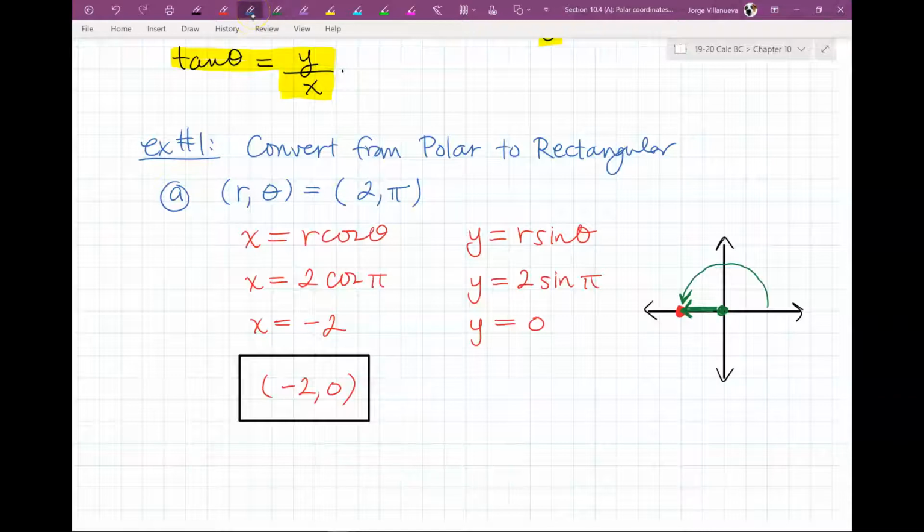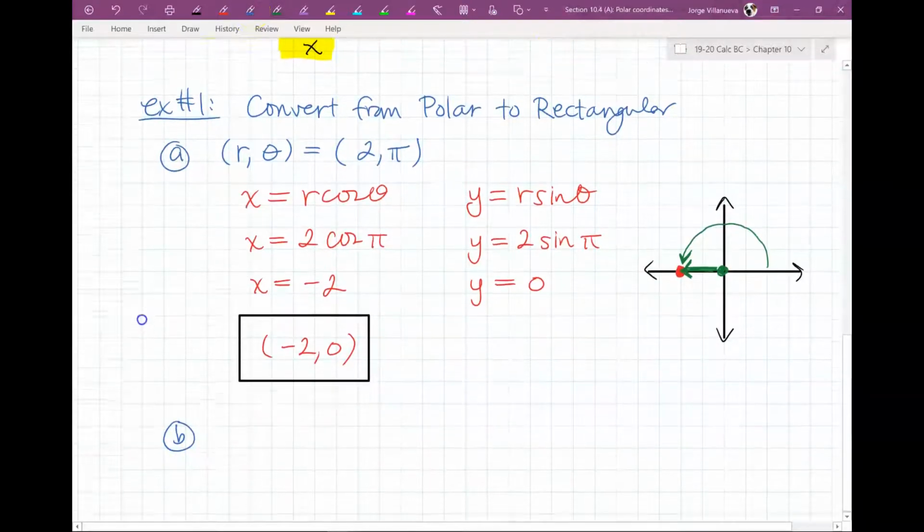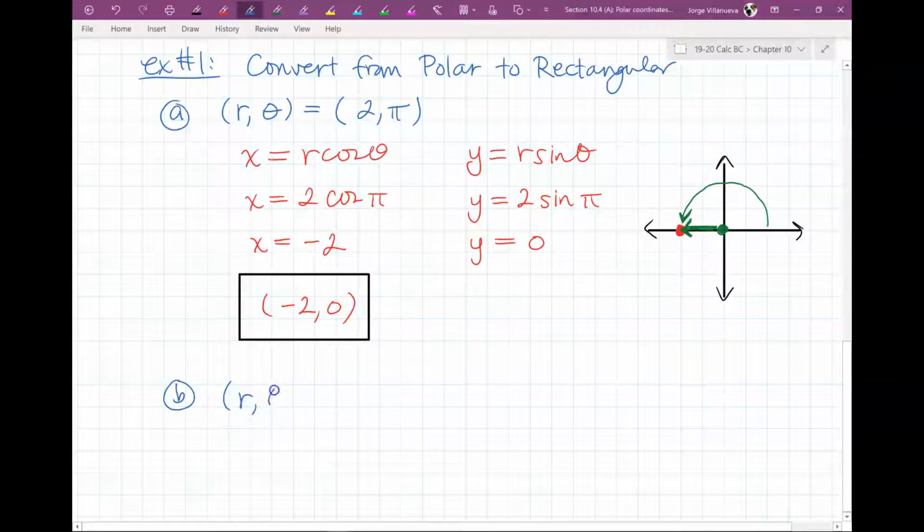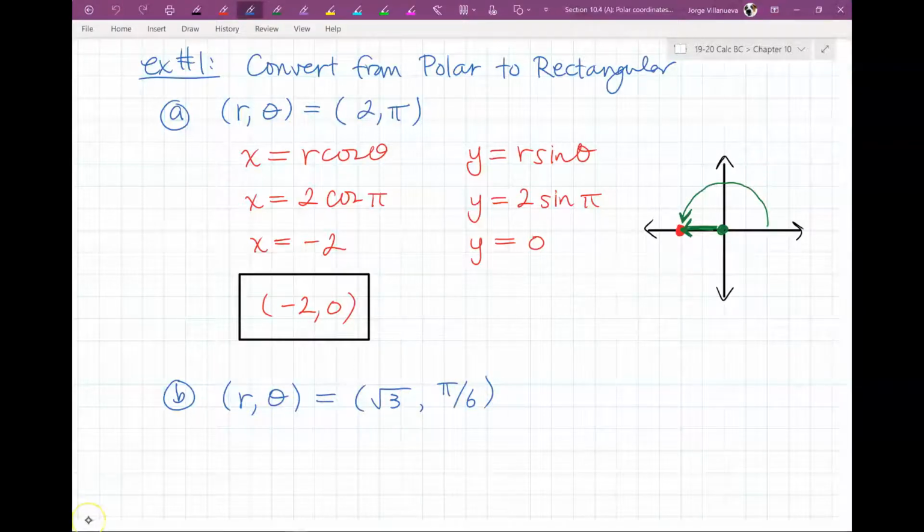Okay, so let's look at part B. I'm going to give you r comma theta, radical 3 comma pi over 6. And I'm going to give you a minute to solve this. I'm going to pause it. All right, so we gave you guys a little bit of time. Hopefully you got this right. Anybody want to tell me what you got? Did anybody get the x value? I got 3/2. 3/2 is correct. Anybody get the y value? Square root 3 over 2. So yes, your x would be 3/2 and your y would be radical 3 over 2.